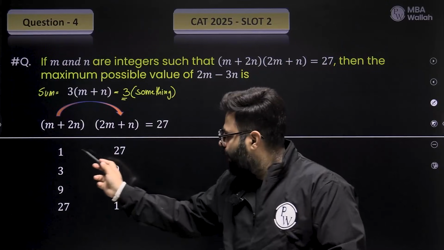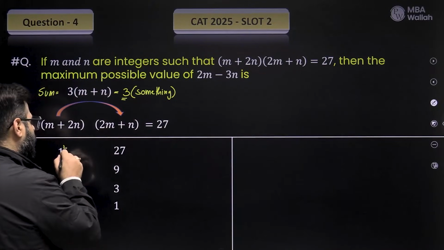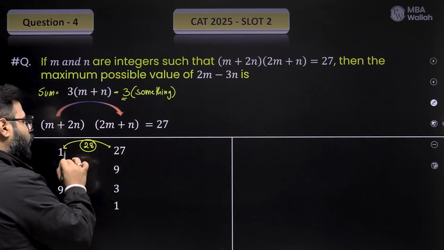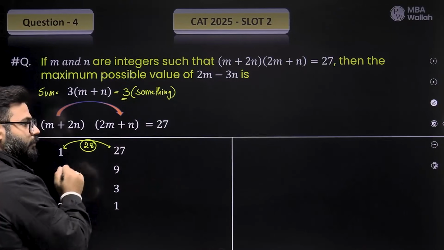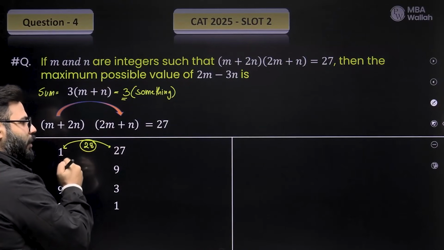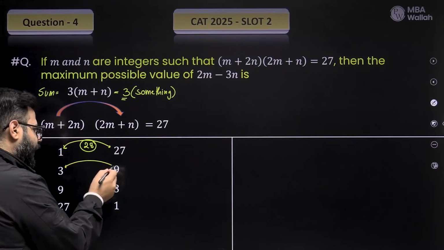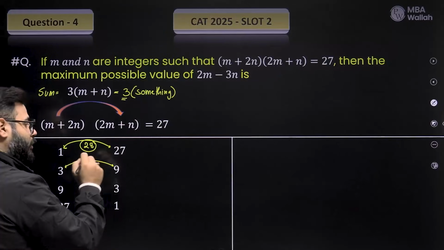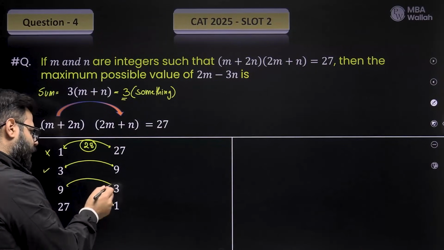What is the sum here? 1 and 27 sum up to 28. Can the sum of 1 and 27 be written in the form of 3 into something? No, 3 into something is never 28, it's going to be a fraction. Sum of 3 and 9 is 12. 12 can be written as 3 into something, so this is a possibility. Then again, 9 and 3, yes, a possibility.